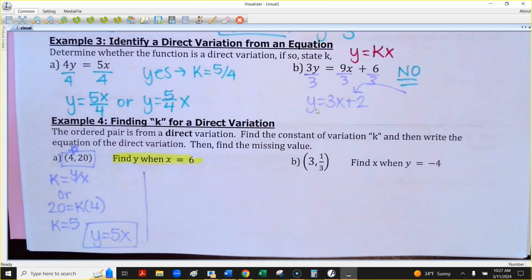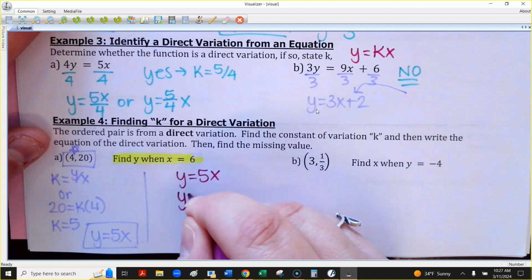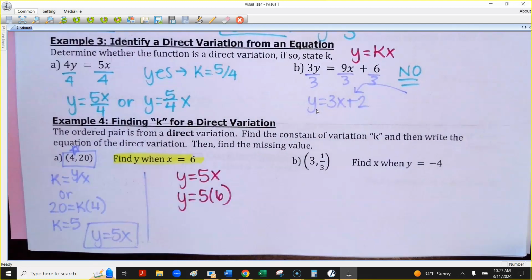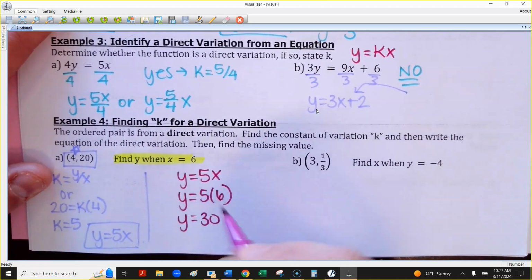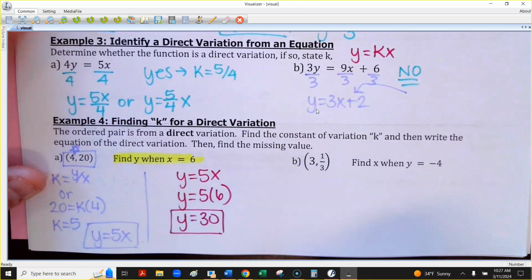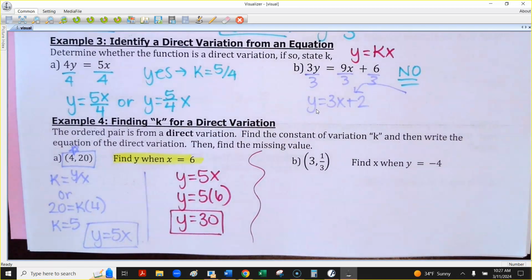Find y if x is 6. So if my general equation is y equals 5x, find y when x is 6. You literally just plug in 6 for x is all you're going to do there. So then my second answer to that question would be y equals 30. But these problems a lot of times will have kind of like two parts to the question.